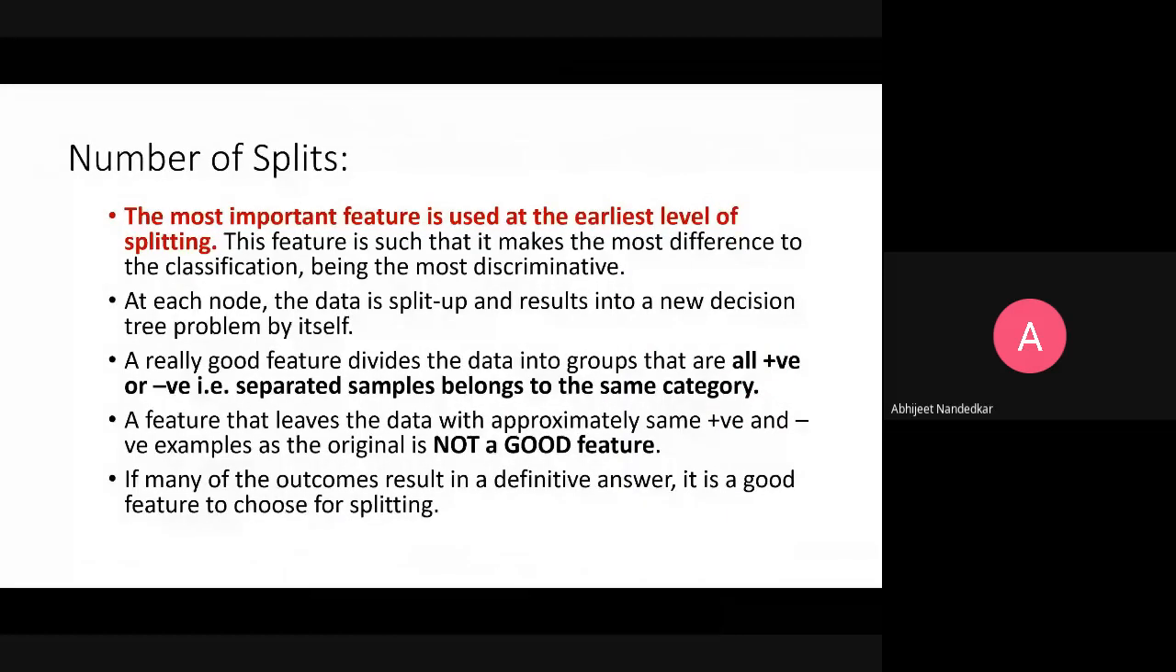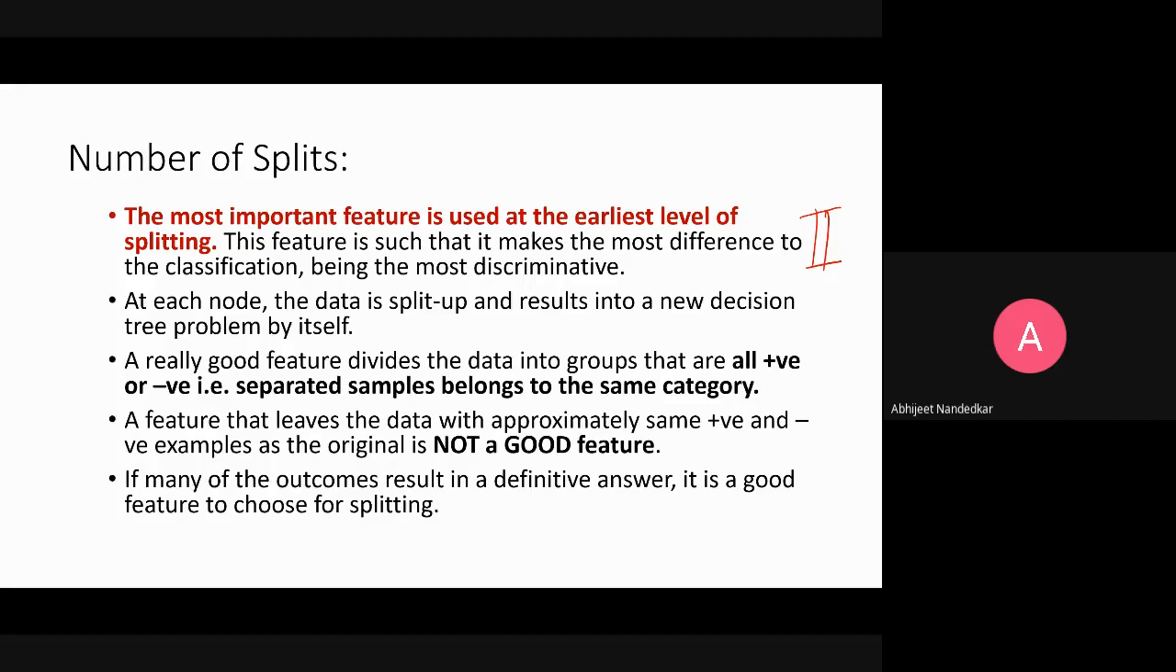The most important feature is used at the earliest level of splitting. This feature is such that it makes the most difference to the classification, being the most discriminative. Okay, we will see with an example how this is important. That feature selection is basically done with the help of terms called entropy or Gini. So we will see that in a few slides later on.